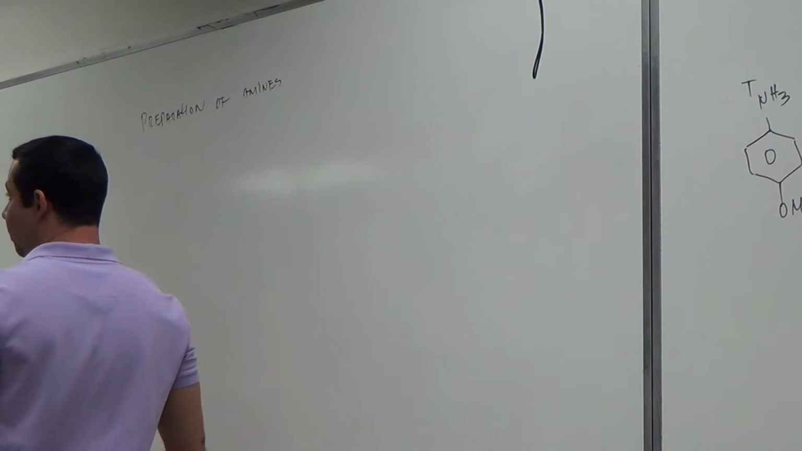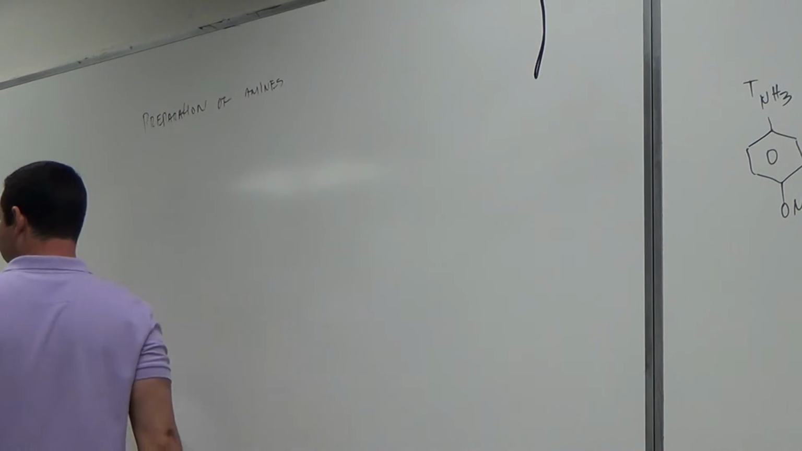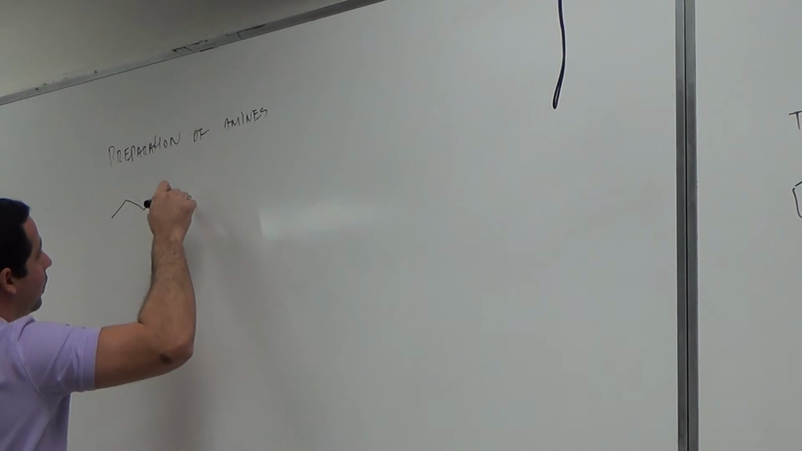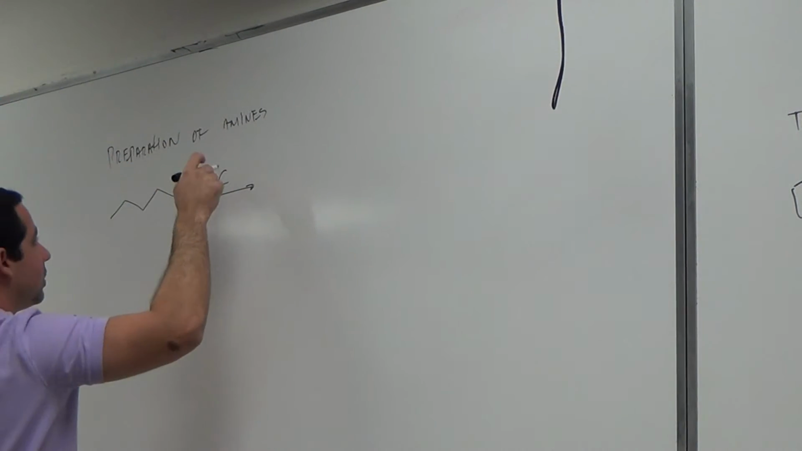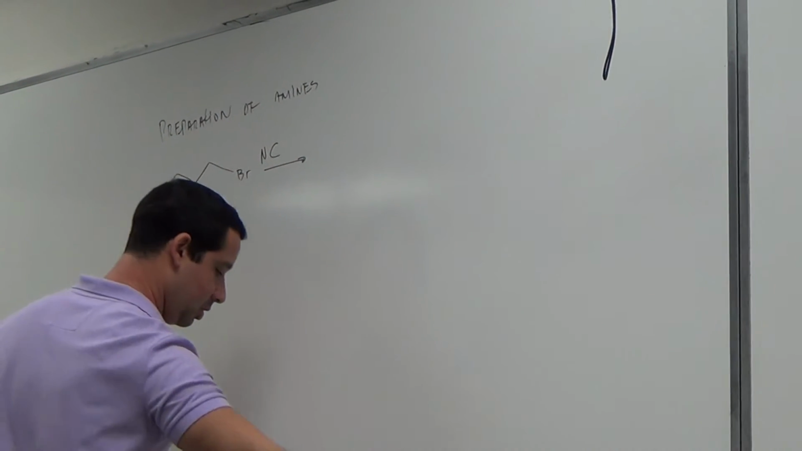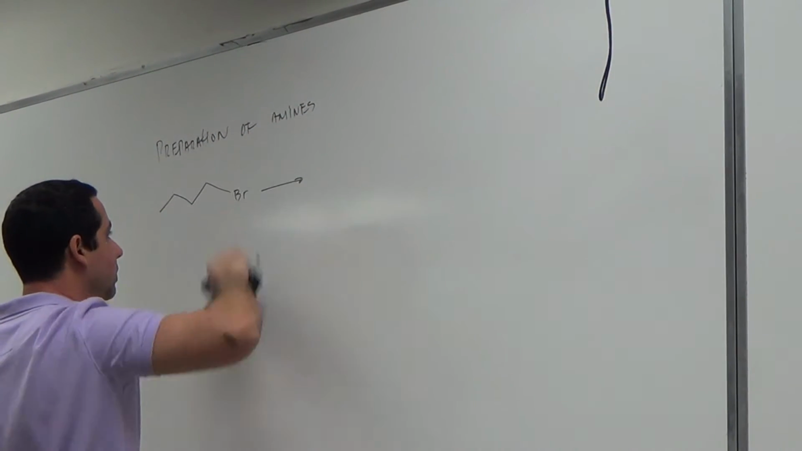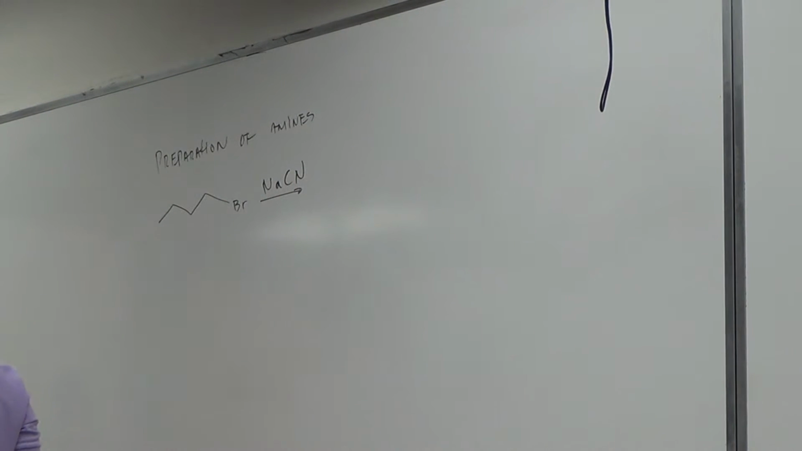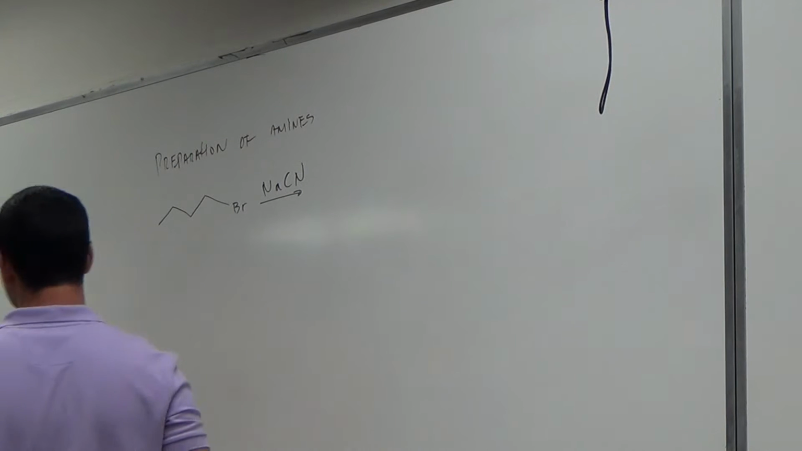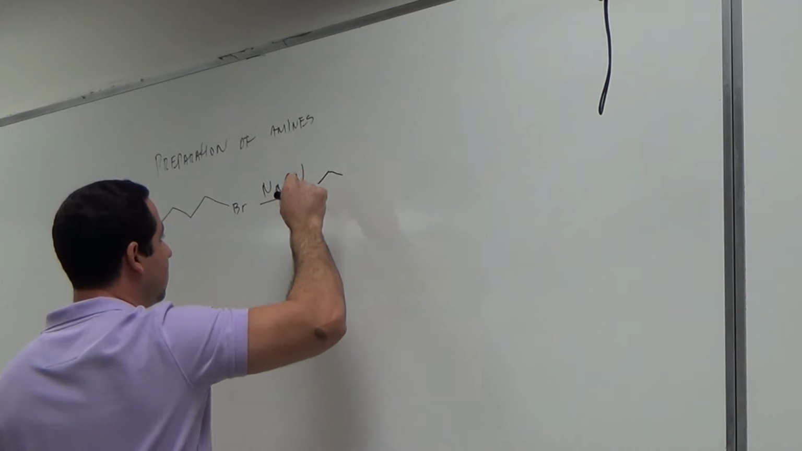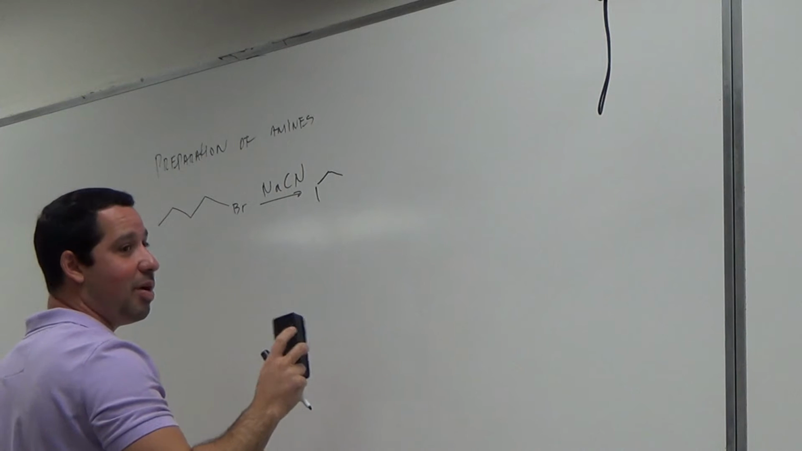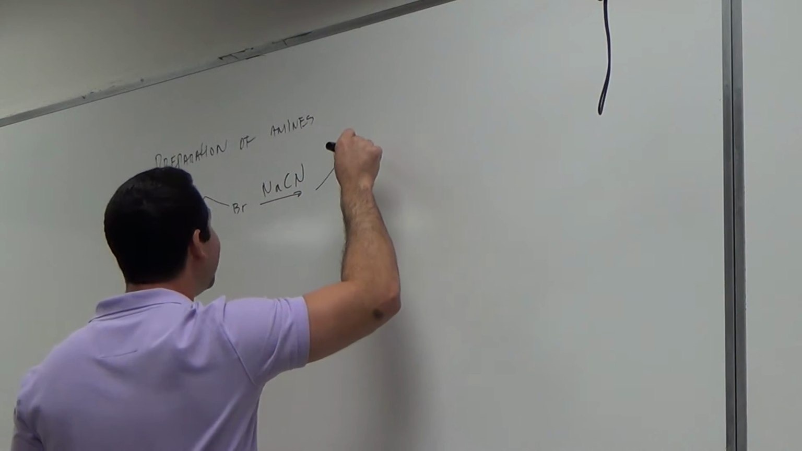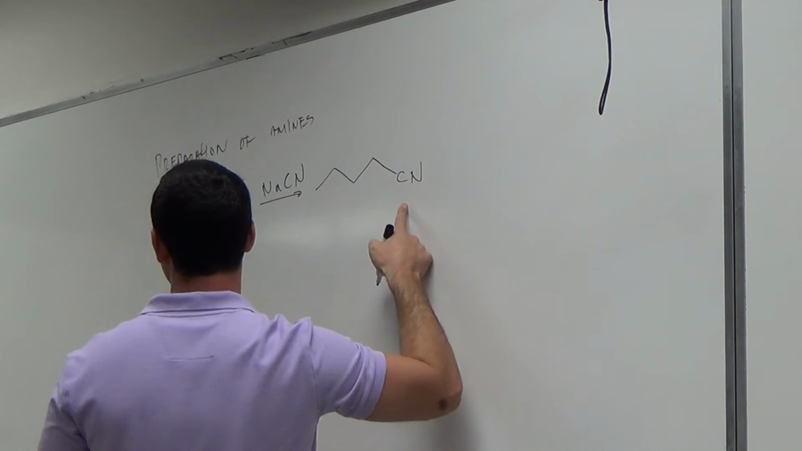This is preparations of amines from before. Okay, and let's say we have this. And we treat this with sodium cyanide, what do we get? CN? I was going to draw on the benzene. CN? Is that good? Yeah.